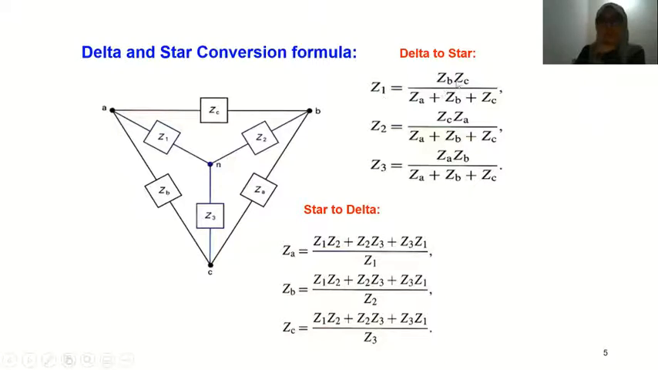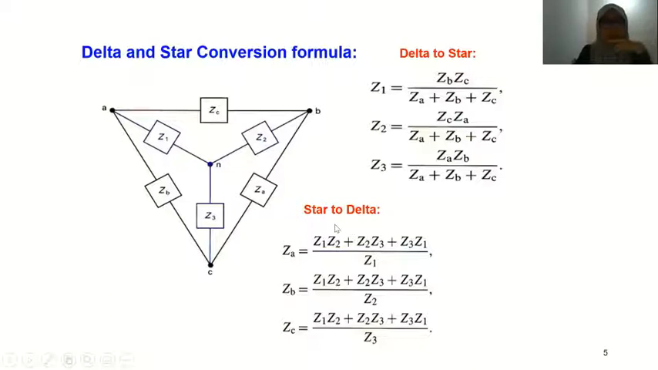Z1 is equal to ZB times ZC divided by the summation of ZA plus ZB plus ZC. And Z2 is ZC times ZA divided by the summation of the loads. And then Z3 is ZA times ZB divided by the summation of all loads.